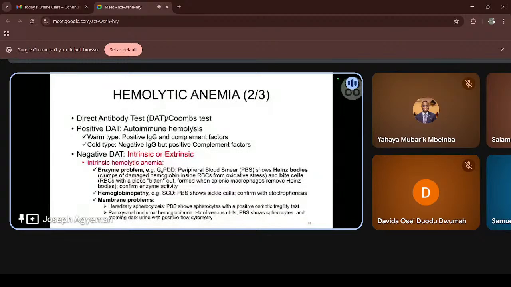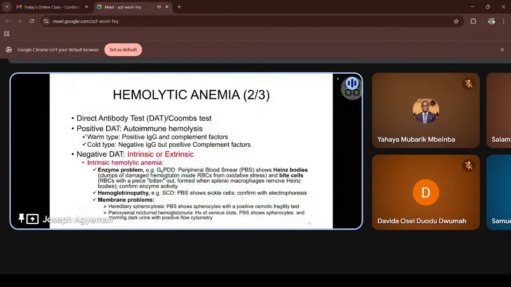In addition to this, with the paroxysmal one, the patient will have a history. So history is always important. Drug history, medical history, social history, very, very important as part of diagnosis. So a history of venous clots from the patient and the presence of early morning dark-colored urine indicates the presence of paroxysmal nocturnal hemoglobinuria as a non-autoimmune hemolytic membrane problem, an intrinsic factor.